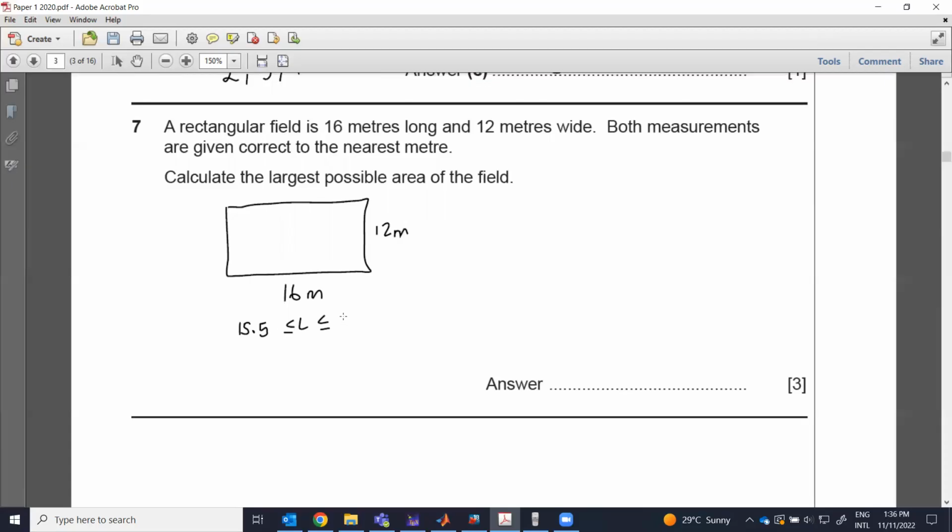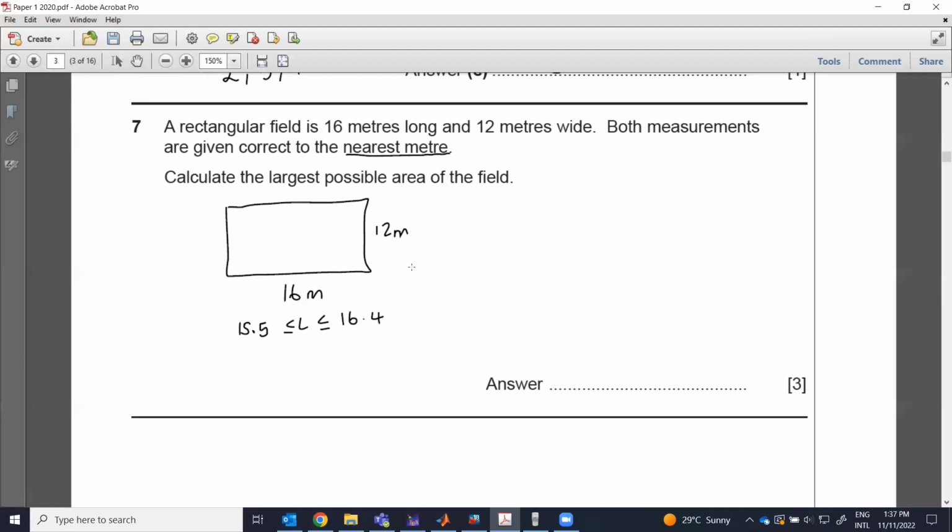And then the largest that it can be is 16.4. Just 16.4, because if it's 16.5, then I'm going to have to round it off to 17. So these are the limits, okay? Because you only take one decimal place because it's rounded off to the nearest meter. So you look at what comes after the decimal.